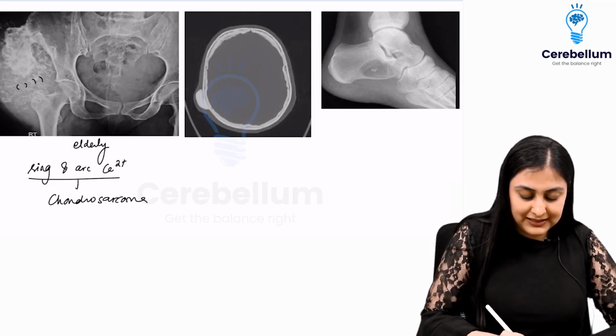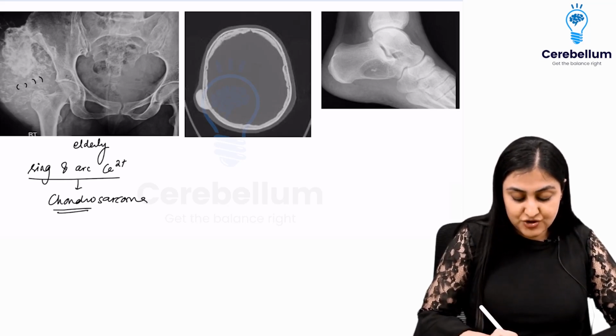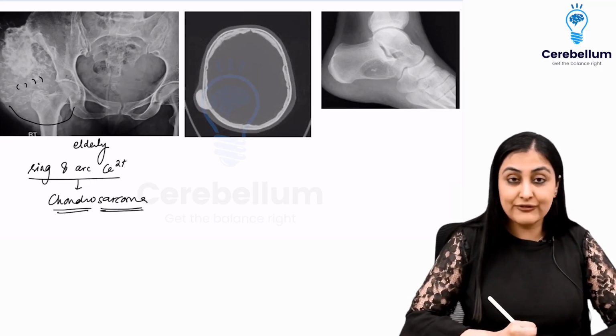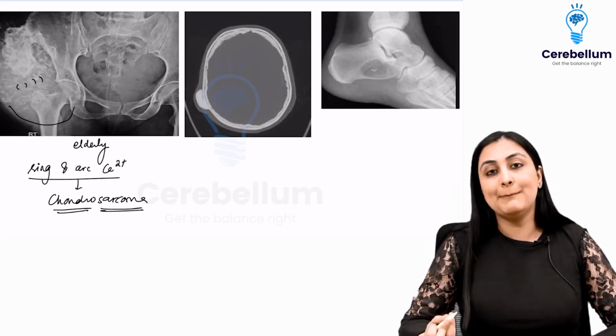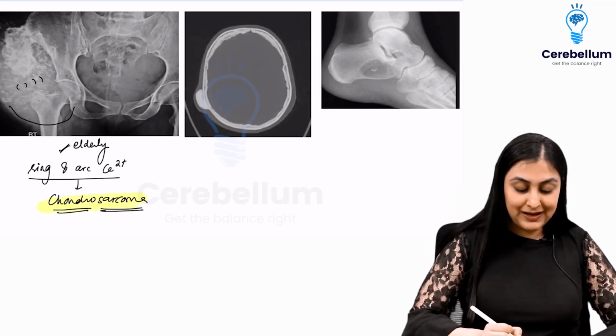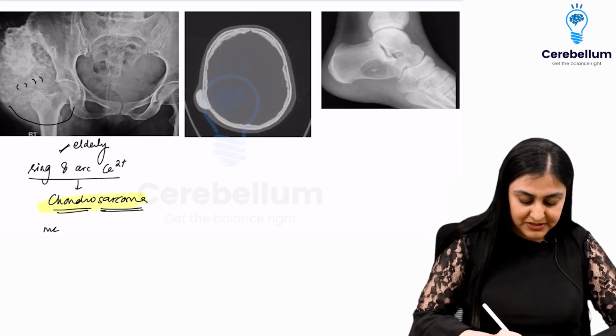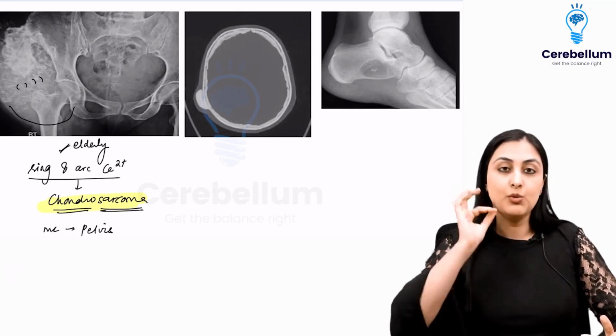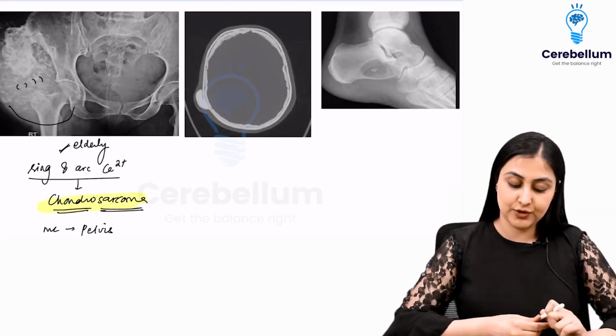Okay, so this ring and arc suggests chondroid matrix, cartilaginous matrix, and this large soft tissue growing away from the bone suggests that it's a malignant tumor. This age also fits with chondrosarcoma, and also the pelvis, most common site of chondrosarcoma developing is indeed the pelvic bones. Alright, so this is chondrosarcoma.